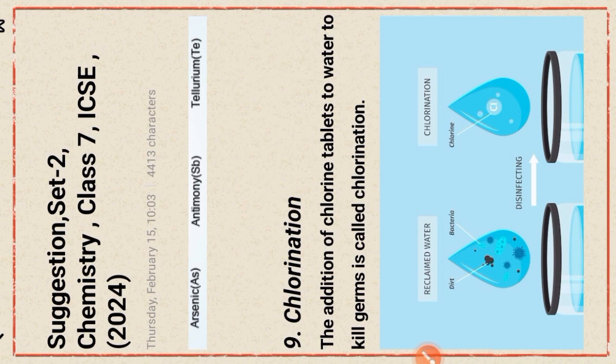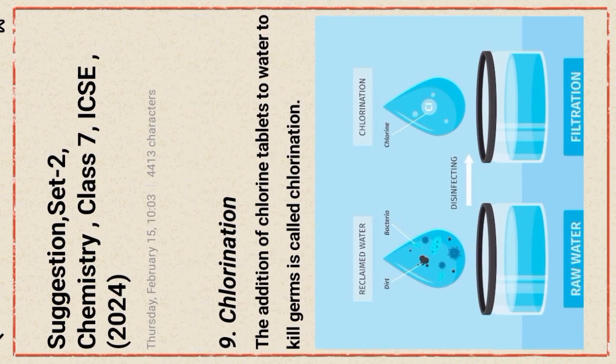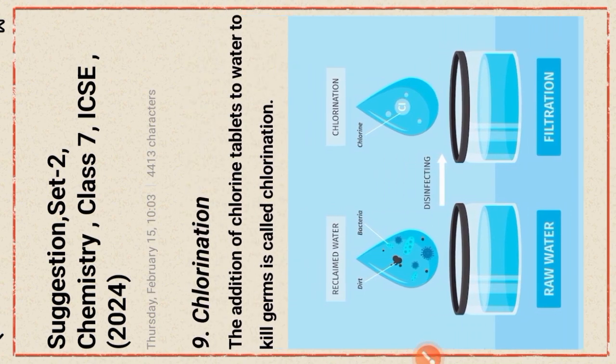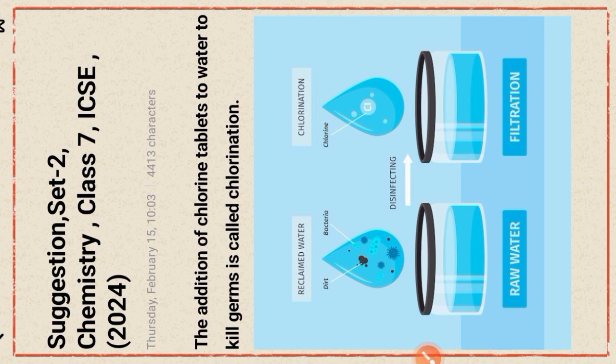Next term, chlorination. The addition of chlorine tablets to water to kill germs is called chlorination. It is one type of process. This is the picture showing how chlorination is done. Okay, clear.